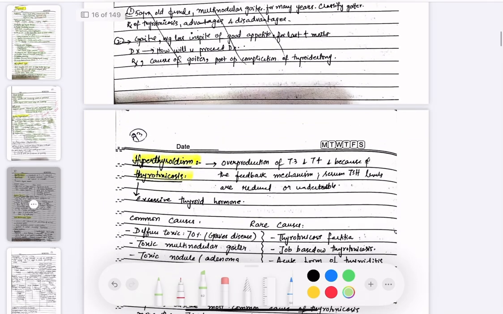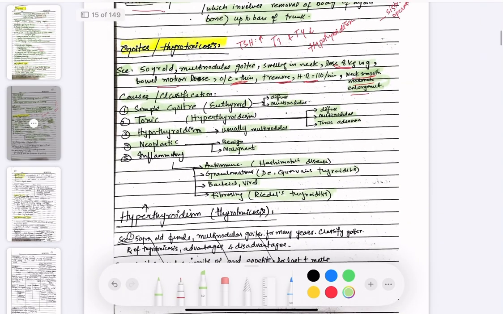We have simple goiter, which is euthyroid, toxic goiter, which is hyperthyroidism and hypothyroidism, neoplastic goiter, and inflammatory goiter. In inflammatory goiter, we have autoimmune, granulomatous, bacterial, and fibrosing, that is Riedel's thyroiditis. And hypothyroidism is usually multinodular, and these are the classes and classification. Okay, goiter, thyrotoxicosis.